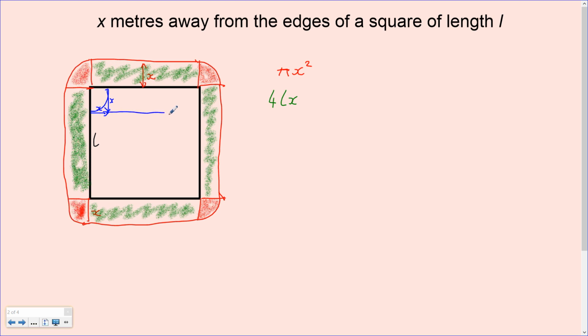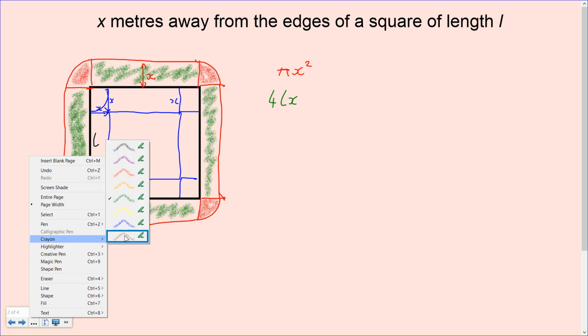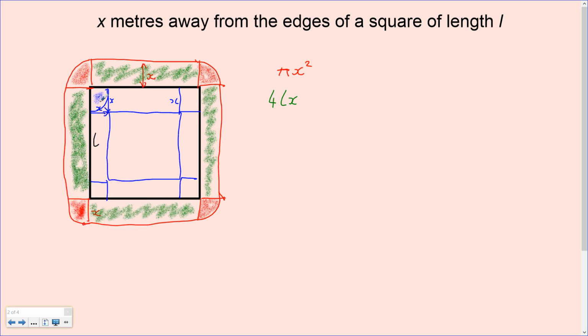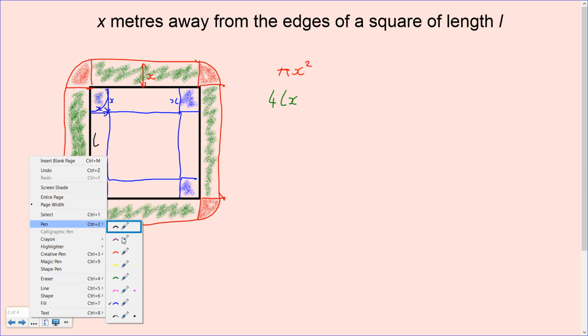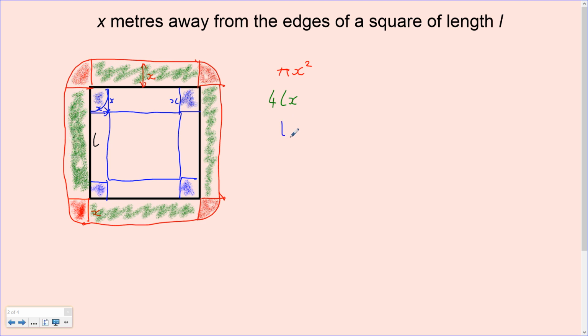And it turns out that around the inside, I create effectively a picture frame. Each corner bit of the picture frame makes up a square with x times x. So I'm going to deal with those first. We'll do those in blue. And there'll be 4x squared for that. So 4 lots of x squared, because each of those blue squares has a length of x and a width of x. Well, it's a square.